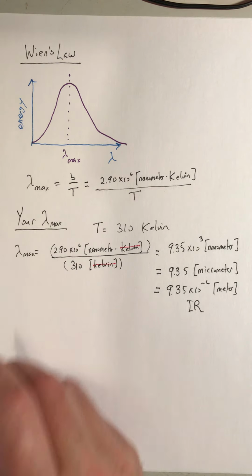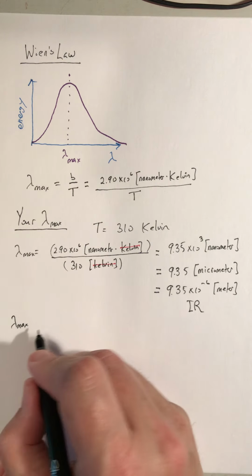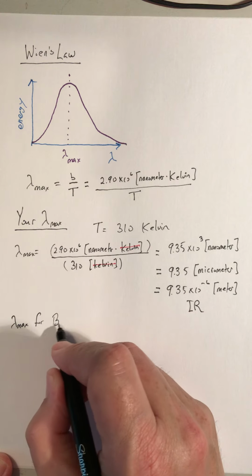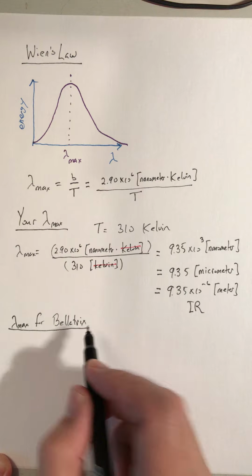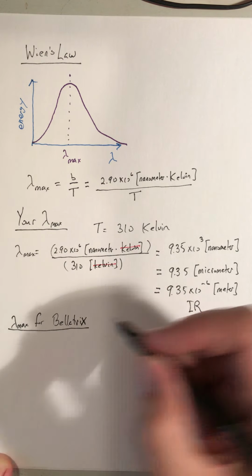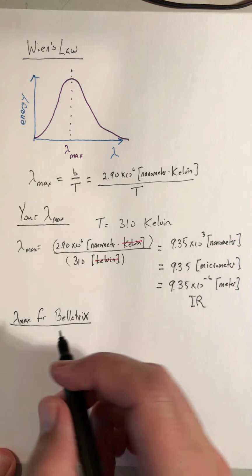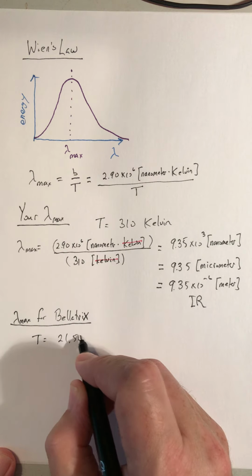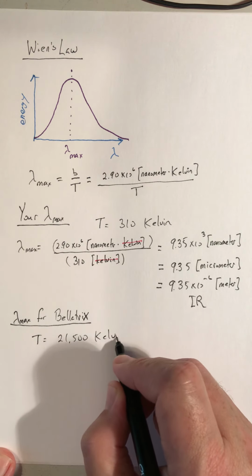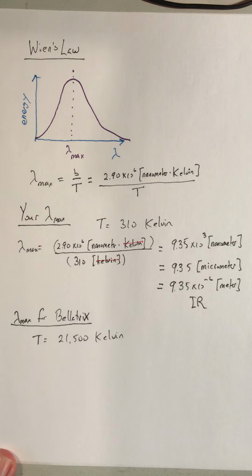All right, let's try another example. Lambda max for a particular star, and this is Bellatrix. This is a nice white-blue star in the constellation Orion. The surface temperature for Bellatrix is 21,500 Kelvin. So let's see where its thermal spectrum is going to peak.